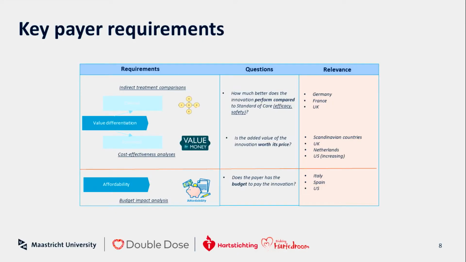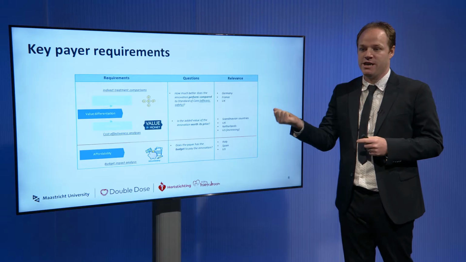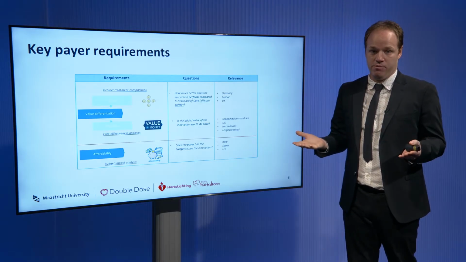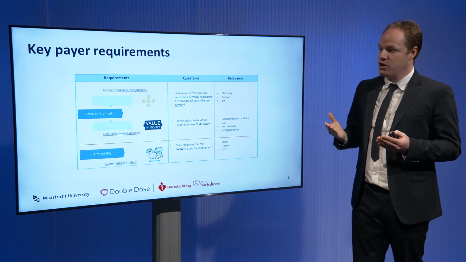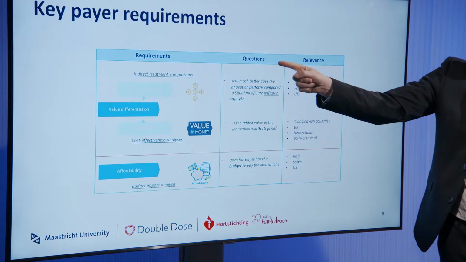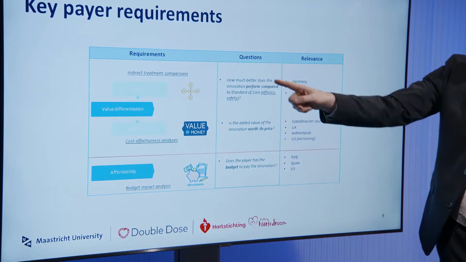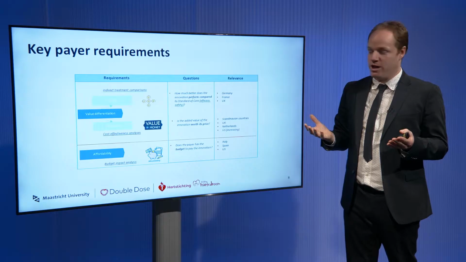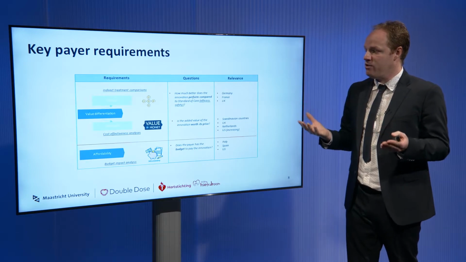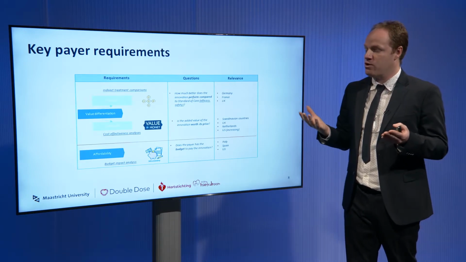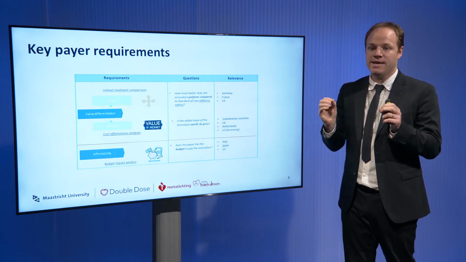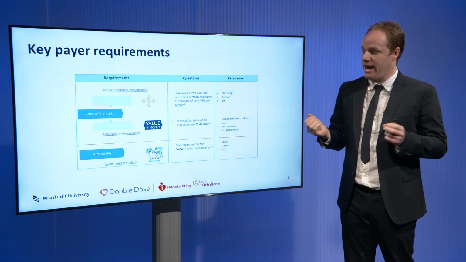The key payer requirements for a new health technology are the following. A new health technology should have good value, a good value differentiation, and should be affordable. For the value differentiation, it should have a good clinical value and then a good economic value. The good clinical value answers the following question: how much better does the innovation perform compared to standard of care? It is mainly the efficacy and safety side of the health technology.